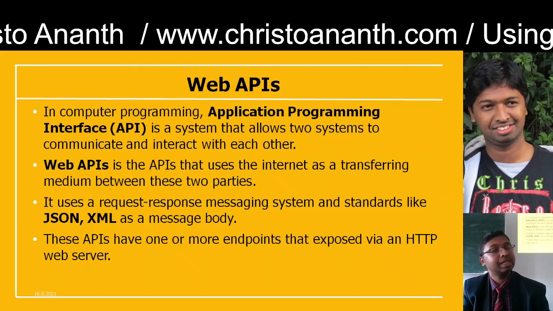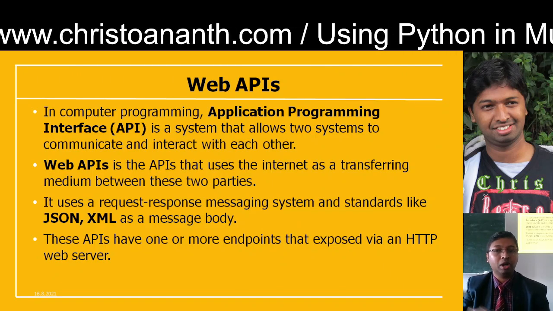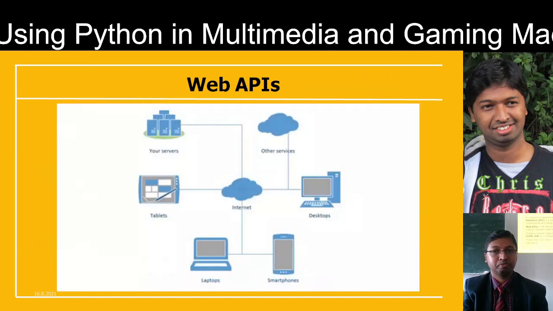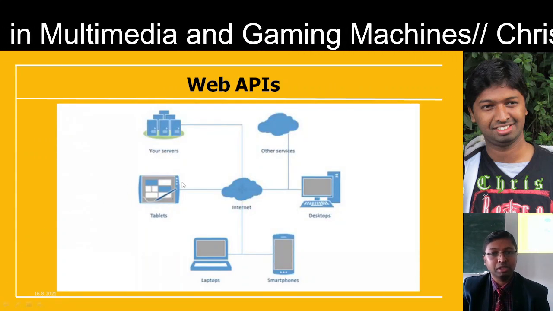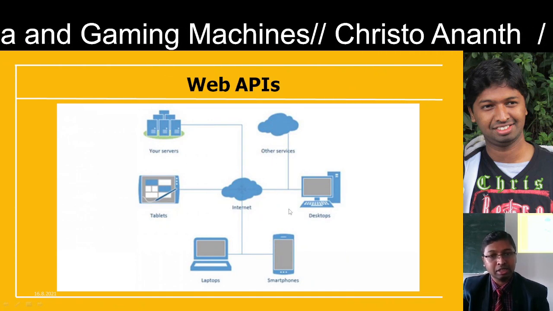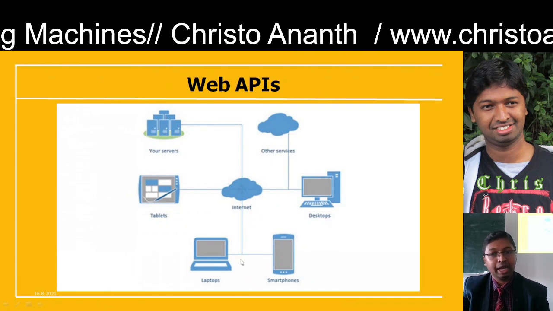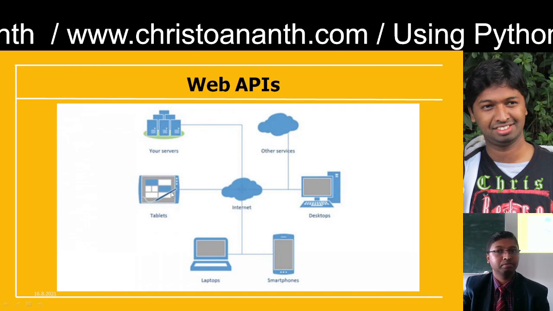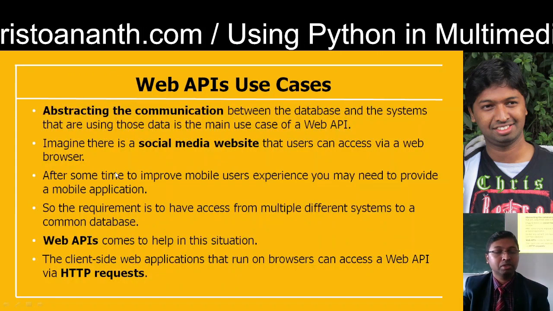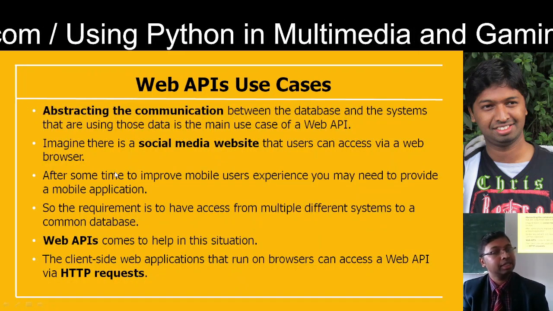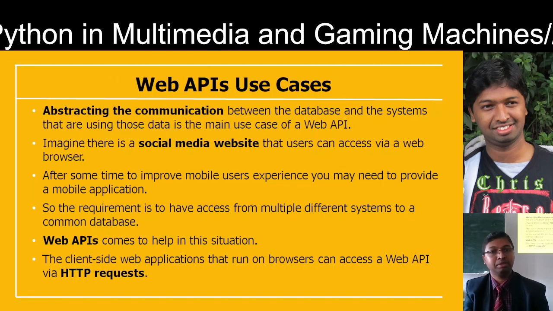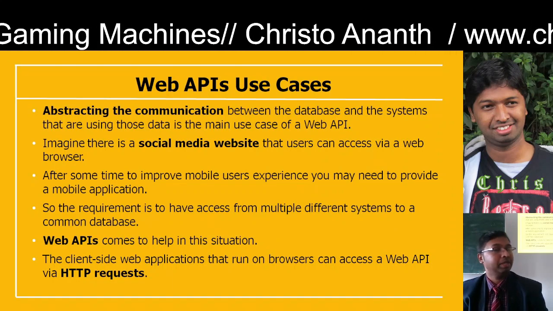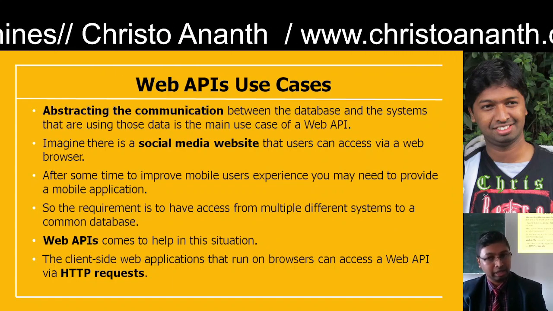These application programming interfaces have one or more endpoints that are exposed through an HTTP web server. This is how servers, other services, desktops, tablets, laptops and smartphones exchange services or data through the internet. These are the use cases. We try to abstract the communication between the database and the systems that use the data. This is the main reason web APIs are so useful in real-time scenarios.